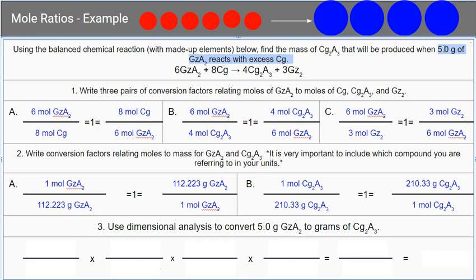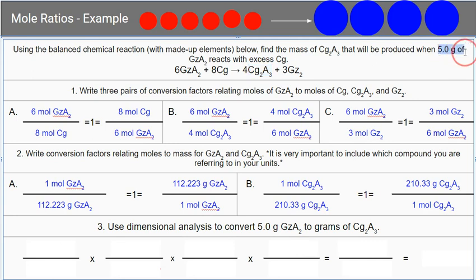And so what we need to do is go from the 5 grams, and we don't want grams because we need to relate it to the other compound, right? There's no way to do that without converting it to moles first, because again, we don't have a direct relationship between the masses. We need to convert it to moles first, because we know that for each 6 moles of GZA2, we're going to get 4 moles of Cg2A3. So let's start with our given as usual.